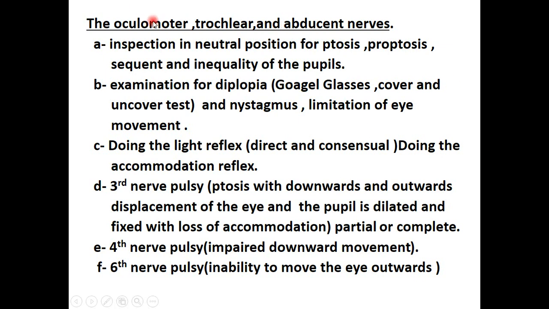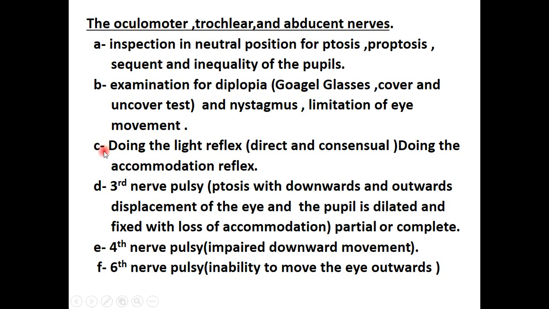To start examining the oculomotor, trochlear and abducent nerves, we do inspection in a neutral position. We inspect both eyes, looking for ptosis, proptosis, squint and inequality of the pupils, for example a dilated pupil. Number 2, examining for diplopia, nystagmus or limitation of eye movement.